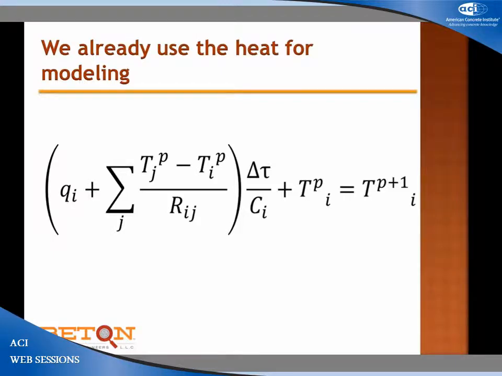Now, we already use heat for modeling. They keep you in the PhD club if you put up an equation. The only part I want to look at is this. This is the heat of reaction. Anyone who does thermal modeling, mass concrete modeling, knows that that's the input heat that you check. Everything else is an accounting system. Some of it goes here, and some of it goes there, and some of it is multiplied by some physical properties, added to the temperature it was before, and you get the next minute's temperature, and you can go on and model from there very nicely.